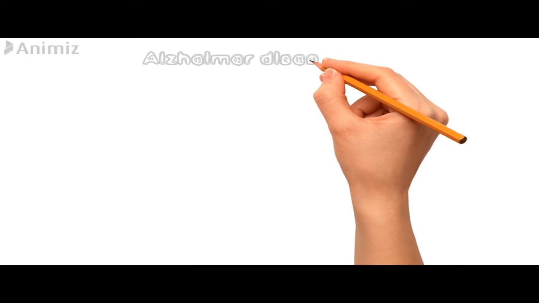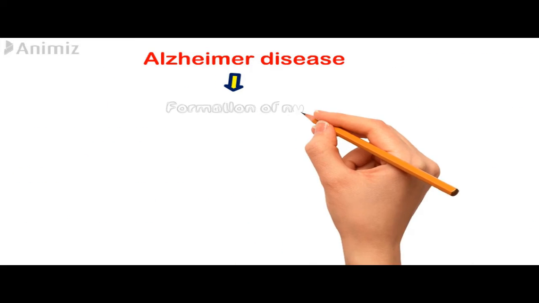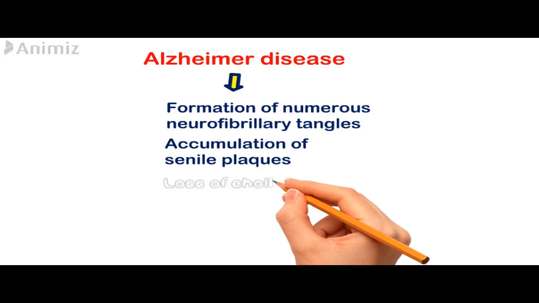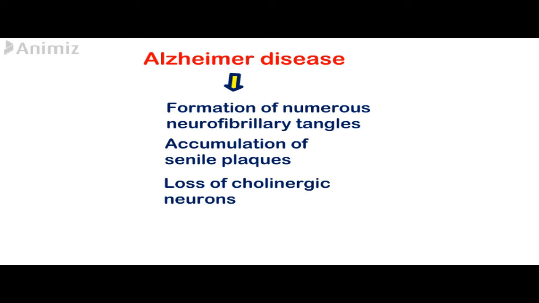If we start with Alzheimer's disease, the dementia of the Alzheimer type has three distinguishing features, which are the formation of numerous neurofibrillary tangles, the accumulation of senile plaques, which are beta amyloid accumulation, and also the loss of cortical neurons, especially the cholinergic neurons.